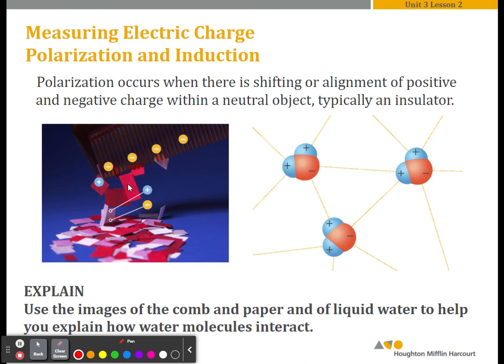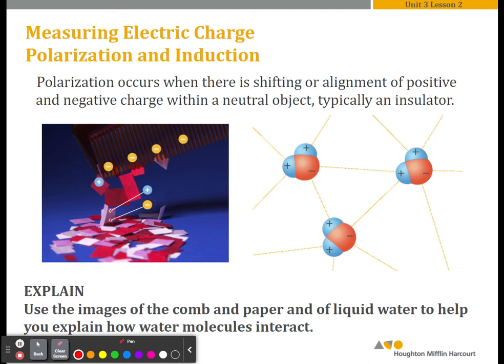With the comb, actually, when the girl ran the comb through her hair, she was adding electrons to the comb. So she was taking electrons from her hair, transferring them to the comb, so the comb got a negative charge. Now, when you bring the negatively charged comb close to the pieces of paper, the negative charges in the comb repel the negative charges in the paper, so the paper becomes polarized.